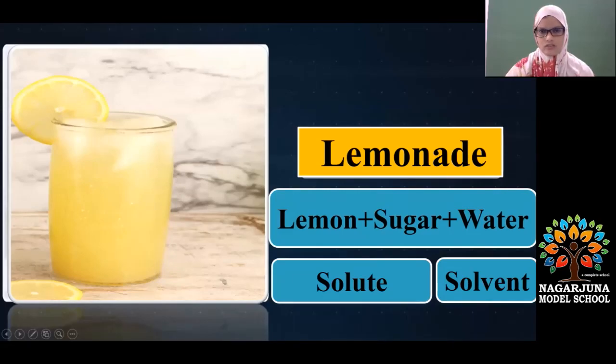Why? Yes, lemon and sugar are in lesser quantity in a lemonade. That's why those are solutes. Water is present in more quantity in a lemonade. That's why it is the solvent. So, a solution can be made up of more than one solute also. Here we have two solutes, right? Lemon and sugar.